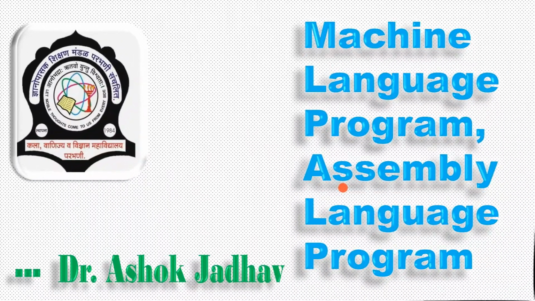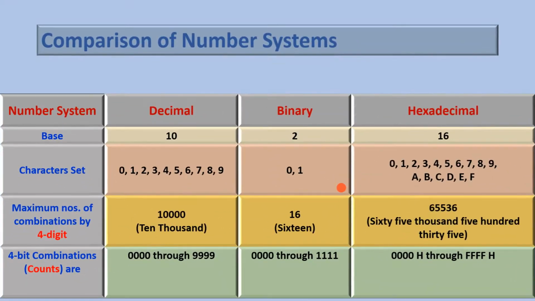Okay. Let us discuss machine language program and assembly language program for microprocessor. Let us compare the various number systems because we want these formats while discussing some programs. So here I have taken number systems and their particulars, considering the decimal number system, binary number system, and hexadecimal number system. And these are the parameters that we want to discuss for comparison. So base: every number system has a base. For the decimal number system, the base is 10. The base means how many characters that number system has.